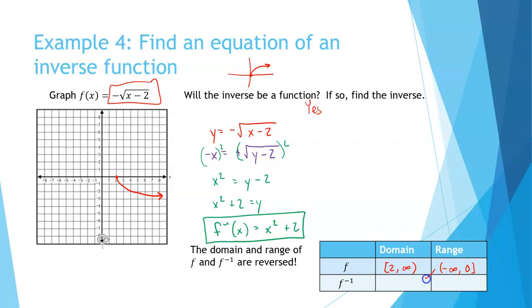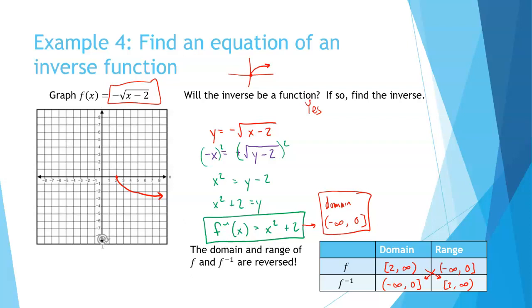Well, remember, the domain and range switch for the inverse. So for the inverse, we're going to worry about having a domain going from negative infinity to 0. And our range, if we wanted to know the range, would be from 2 to infinity. So the domain for this one would go from negative infinity to 0. So again, the easiest way to identify that is to look at the domain and range for the original function. And when you find the inverse, the domain and range switch.